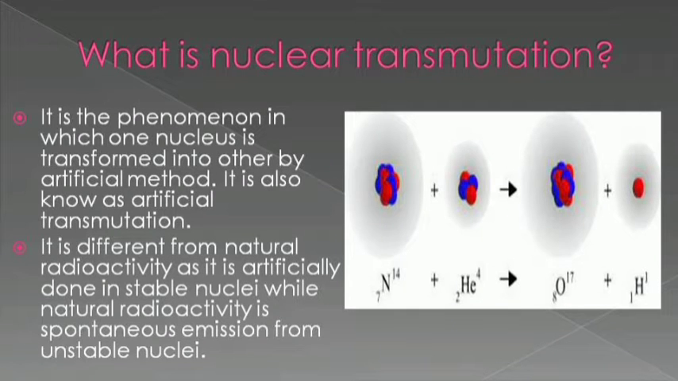Okay, the first one is nuclear transmutation. What is nuclear transmutation? Actually, it is an artificial phenomenon by which one nucleus is transformed into another nucleus by artificial means.